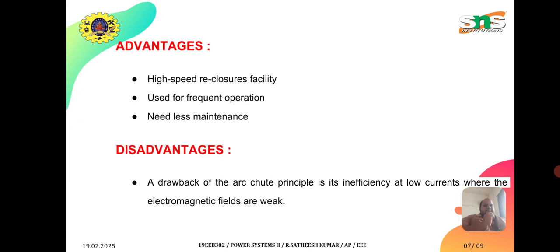Advantages: high speed reclosure facility, used for frequent operation, and needs less maintenance. The disadvantages: a drawback of the arc chute principle is its inefficiency at low currents where electromagnetic fields are weak. Another real-time drawback is that sound will be produced when the contacts close and open inside the air circuit breaker because of the air valve opening.